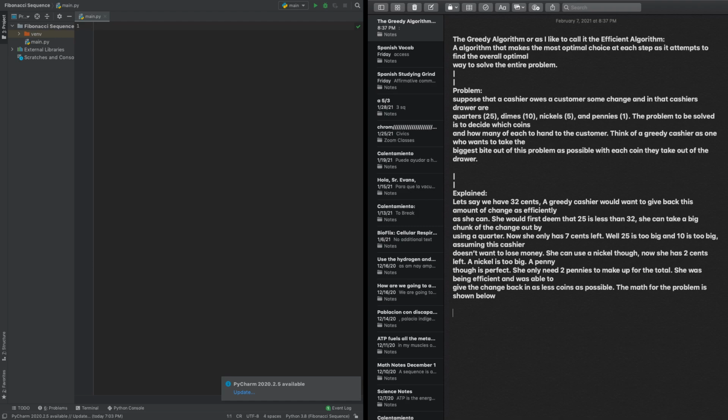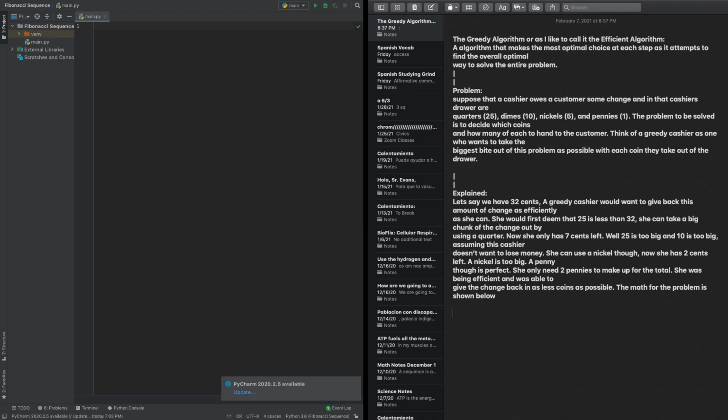So now that we have 7 cents because we did the 32 minus 25, our next coin that we can do is 10 cents. But is 10 greater than 7? Yes. So if we did the dime, then we'd have a negative 3 cents. We'd be losing money again. But 5 cents. Is 7 greater than 5? 7 is greater than 5.